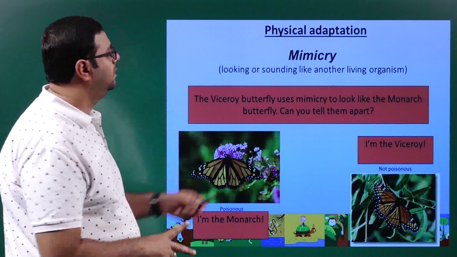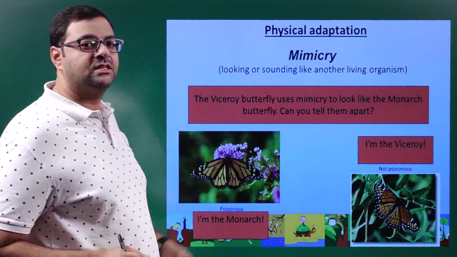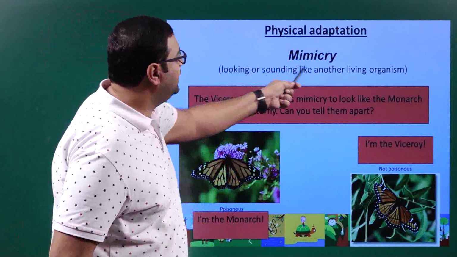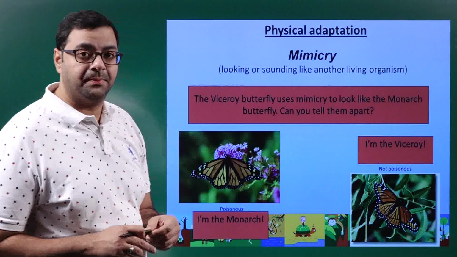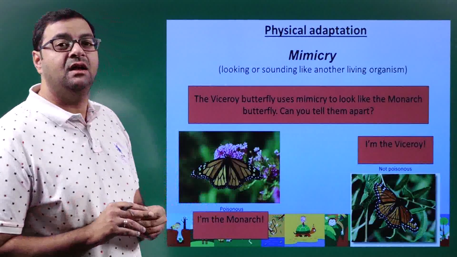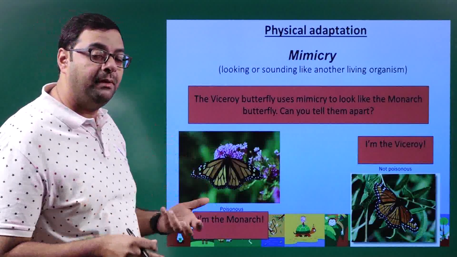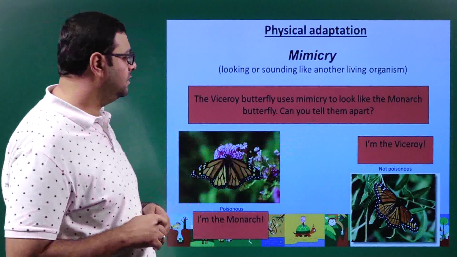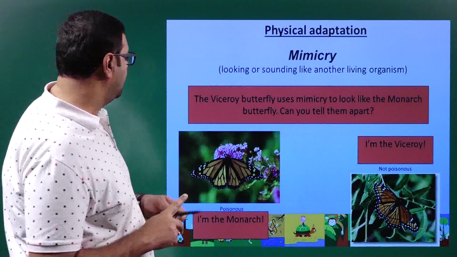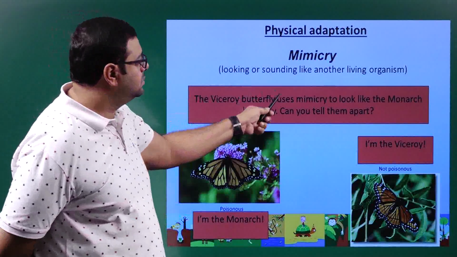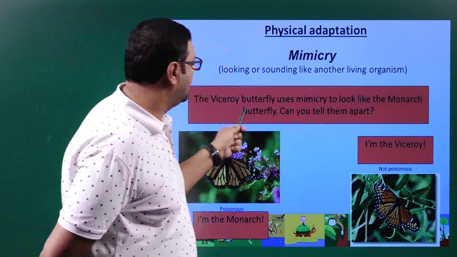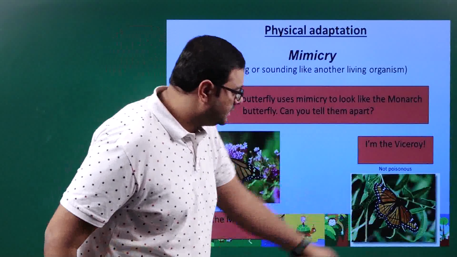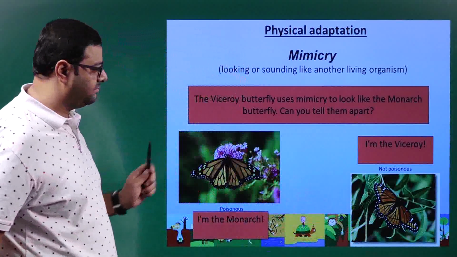Then mimicry. Now what is this mimicry? Mimicry is looking or sounding like another living organism. Now the best mimic in this environment, you can see, is the butterfly. The viceroy butterfly uses mimicry to look like the monarch butterfly. Now if you see here, this is the viceroy butterfly and this is the monarch butterfly.